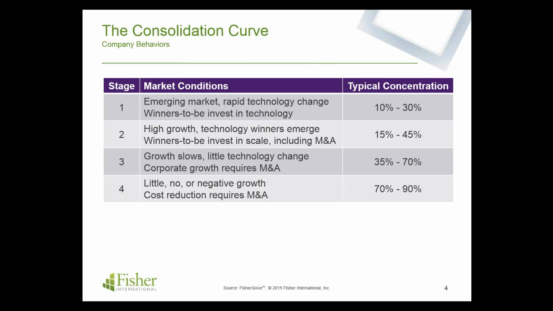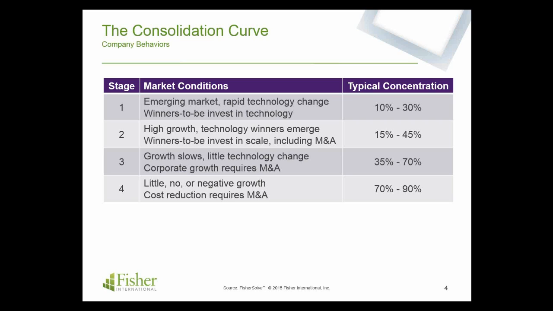In stage 1, where we've got an emerging market, the market's growing very, very rapidly, and we see the eventual winners investing in technologies. And these would be described by very high growth rate markets. If we look, for instance, at an industry like corporate wellness, there are lots and lots of companies that are entering the market space as it's developing, as that need is being defined.